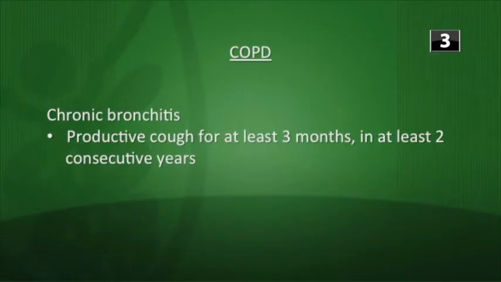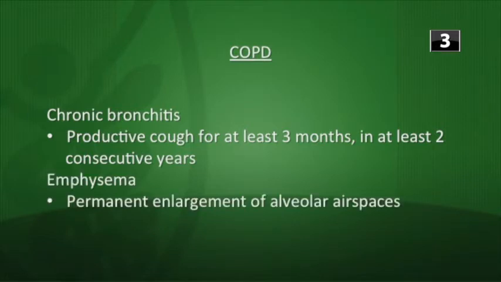Next. A 59-year-old man with a 50-pack year history of smoking sees you for management of his COPD. What's the clinical definition of chronic bronchitis? So there are two types of COPD. Chronic bronchitis is defined as a productive cough for at least 3 months in at least 2 consecutive years. And the other type of COPD is emphysema, which is characterized by permanent enlargement of alveolar air spaces.